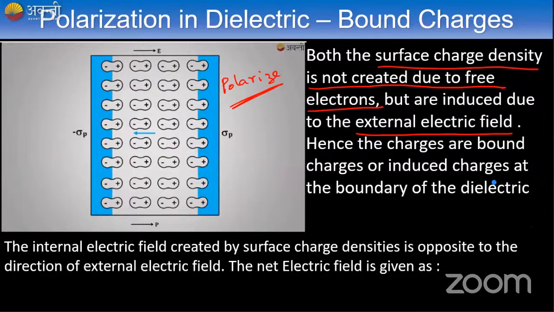Because of this net positive charge and net negative charge alone, guys, please listen very carefully. My electric field is from which direction to which direction?